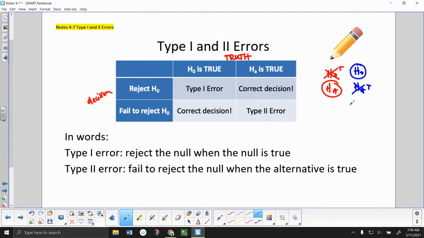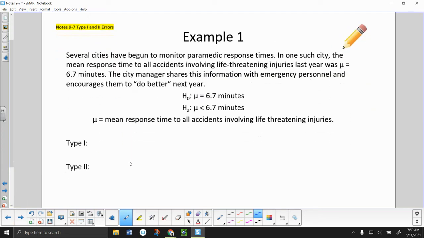So this is a visual to help you better understand what type 2 and type 1 errors are. In words, a type 1 error is when we reject the null when the null is true, and a type 2 error is when we fail to reject the null when the alternative is true. It's a little easier to understand with an actual example, so let's look at an example.